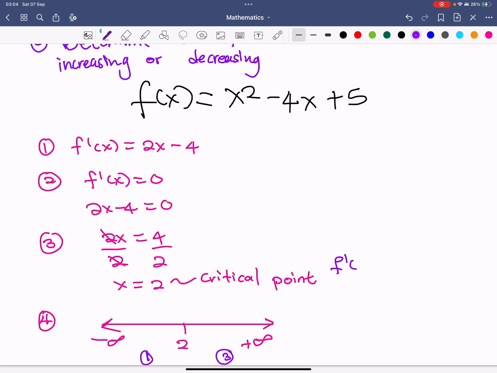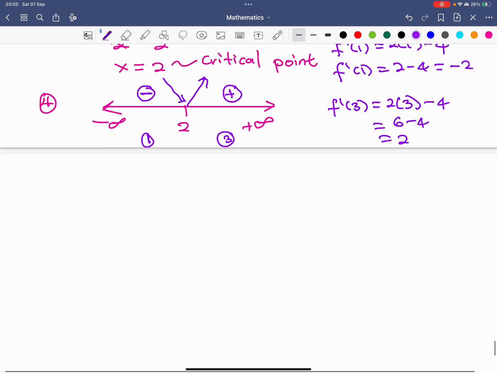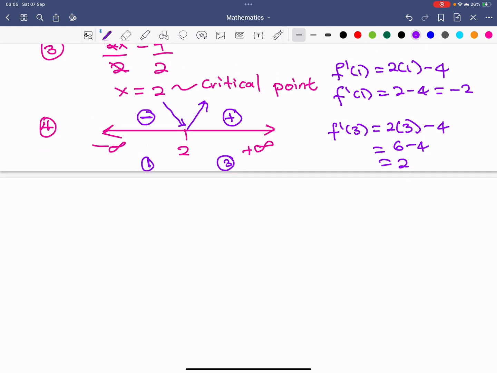Let's start with f prime of 1, which equals 2 times 1 minus 4, which is 2 minus 4, which equals minus 2. So on this section, we have a negative. Let's also substitute f prime of 3: between 2 and positive infinity, we have 2 times 3 minus 4, which is 6 minus 4, which equals positive 2. So on this part, we have a positive. It's decreasing at this point, and then increasing at this point. So now we can determine the intervals of decreasing and increasing, and whether we have a local min or a local max.